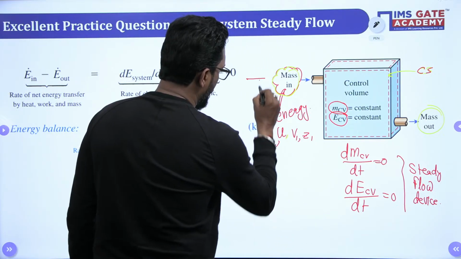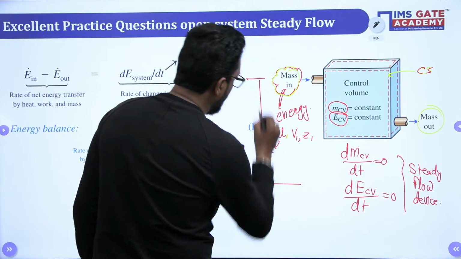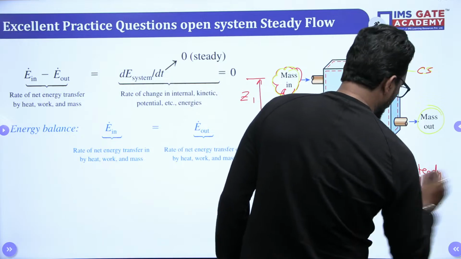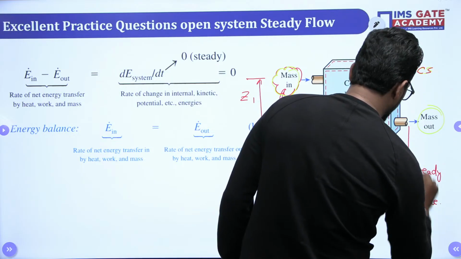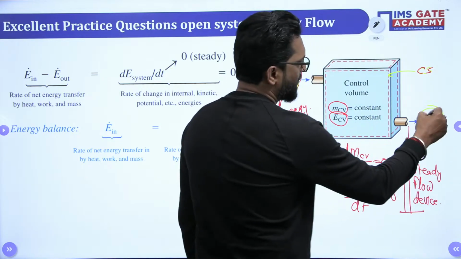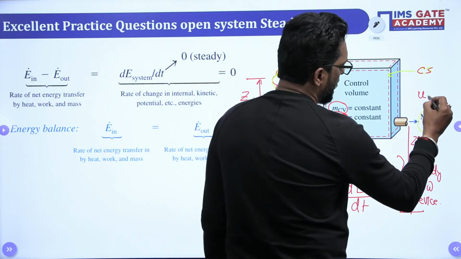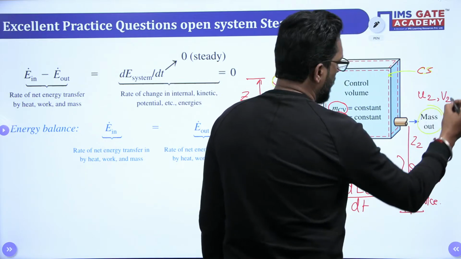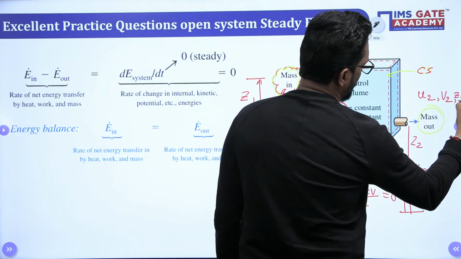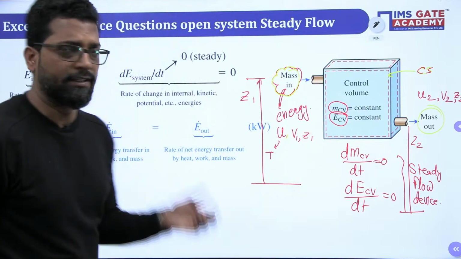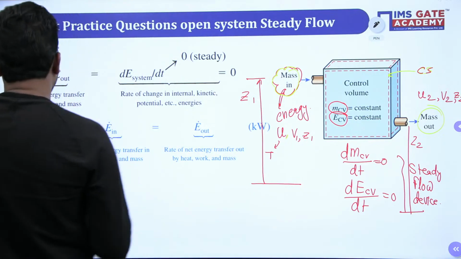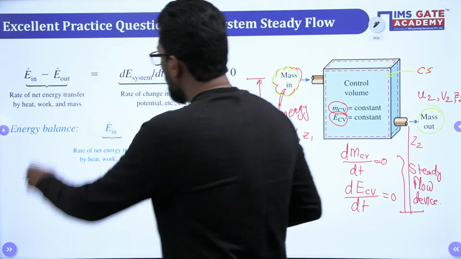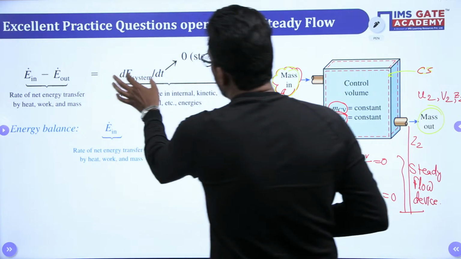That means from here to some reference line, let's suppose this is z1, and from here to the same reference line, let's suppose this is your z2. So also there is a mass out here, so it has internal energy, exit kinetic energy V2, plus potential energy Z2. Now we have to balance it. So what is the energy equation? Energy in minus energy out is equal to change in energy of the system.